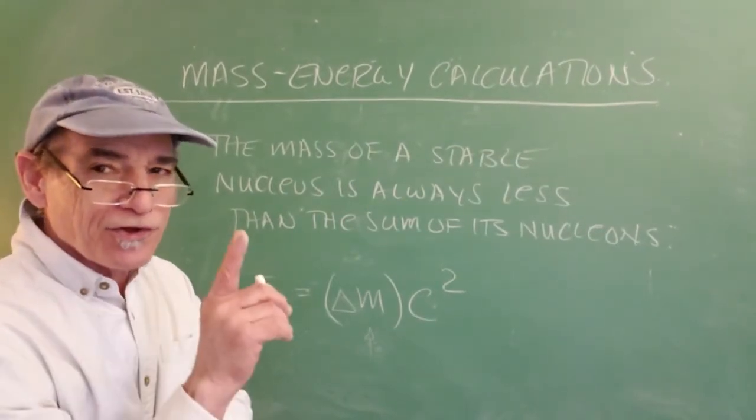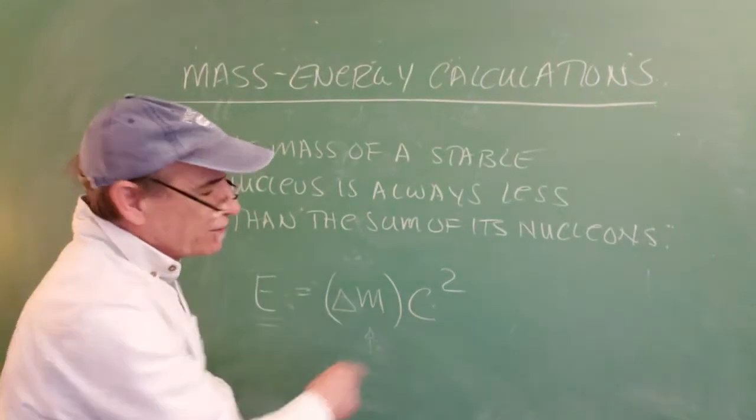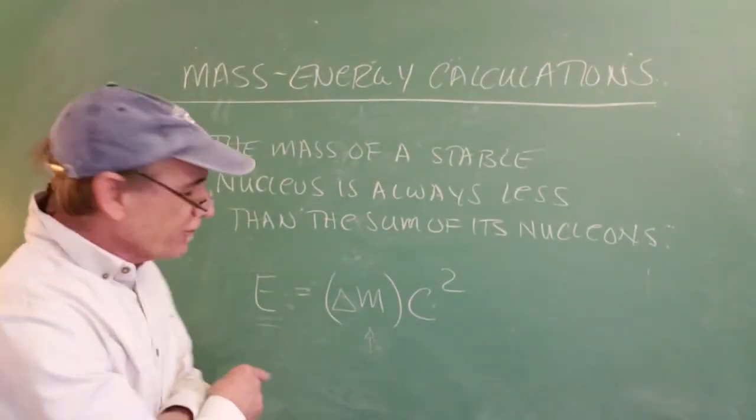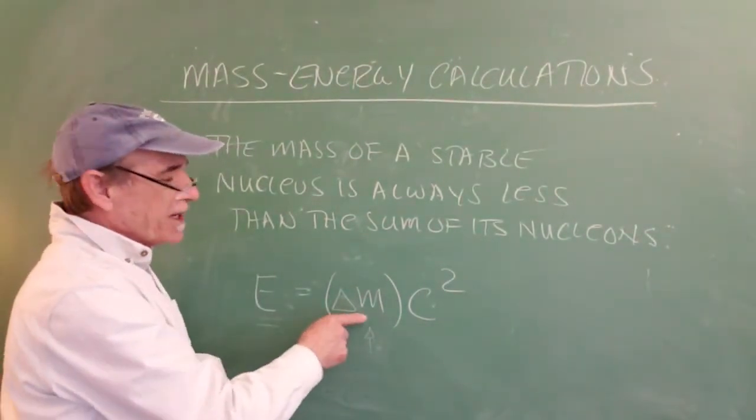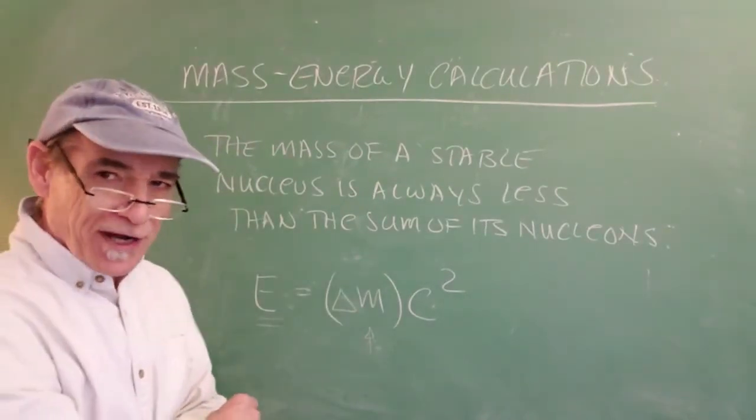Now you've got to be careful of the units here. The speed of light goes in meters per second. In order for this to come out in joules, that mass defect has to go in kilograms.